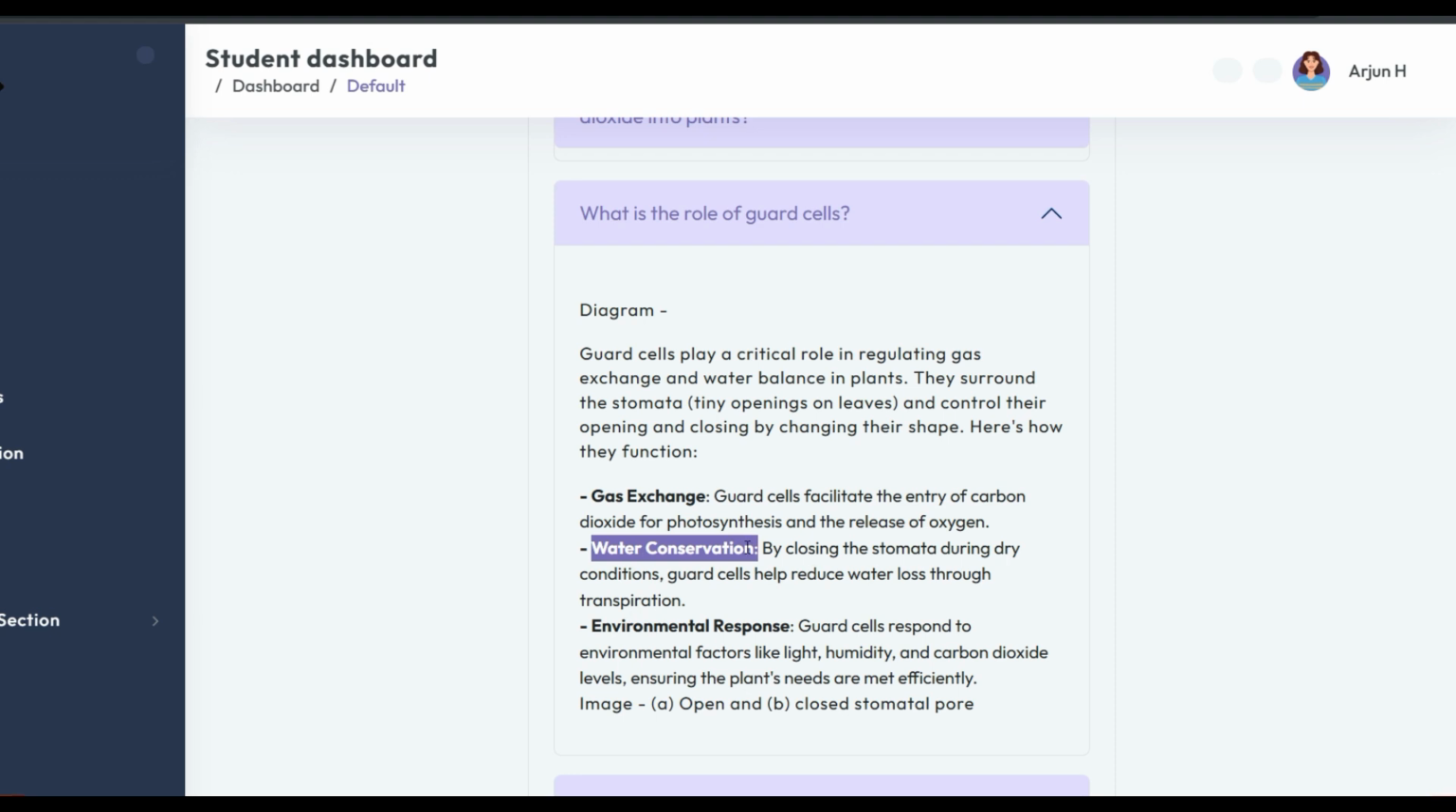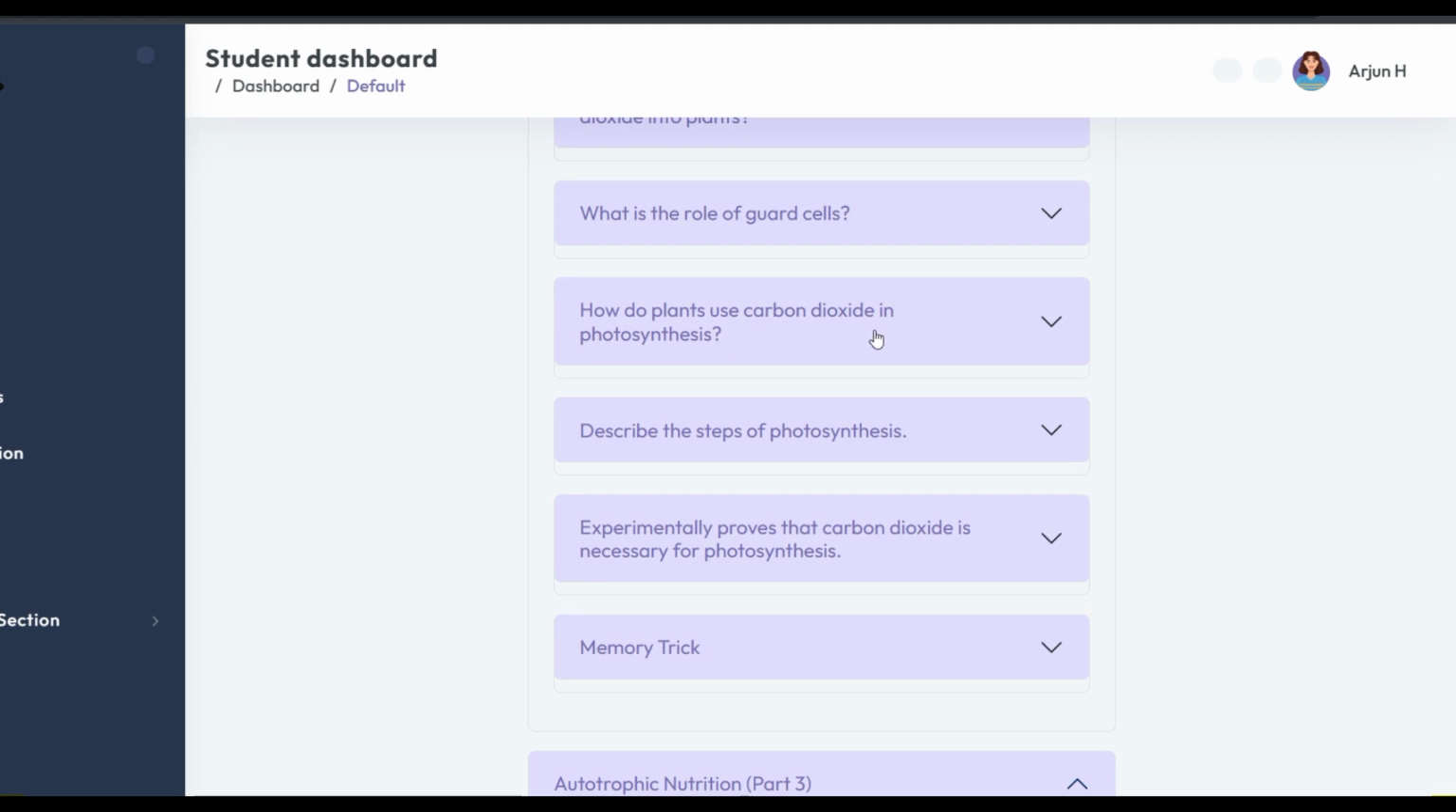So it regulates water, and depending on the environmental condition, it keeps things, humidity, light, and carbon dioxide level. It regulates, basically, it plays a lot of role. So it's not only exchange of gas, but there are a lot of other things that it does. Guard cells play a crucial role in regulating gas exchange and water balance in the plant. They surround the stomata and control their opening and closing by changing the shape. Okay, guys. So it's a very simple thing.